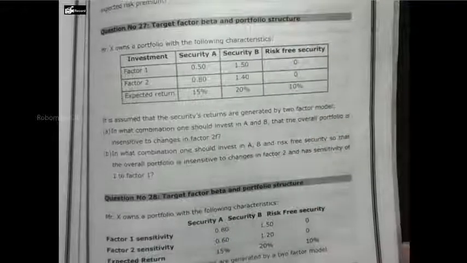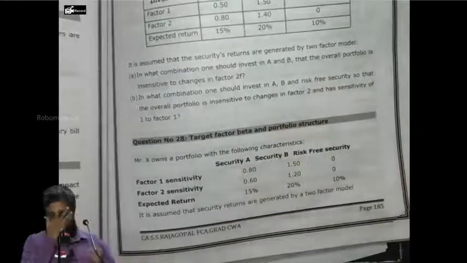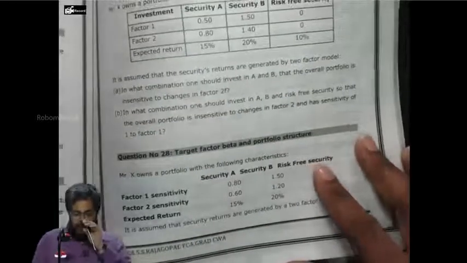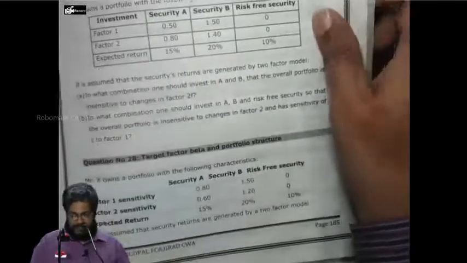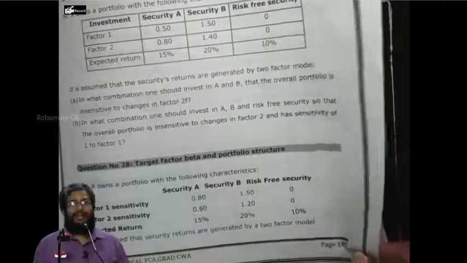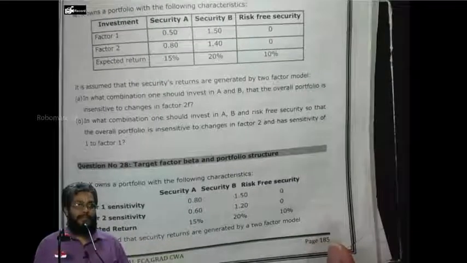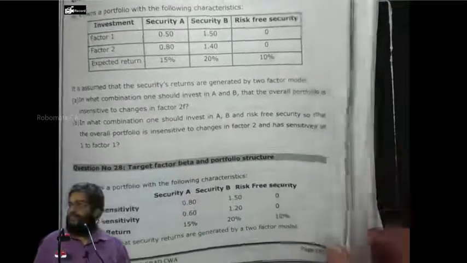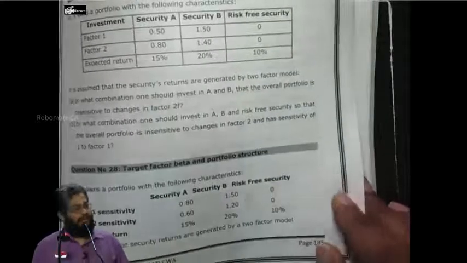Now, take question number 28. An RTP question. Take question number 28. Mr. X owns a portfolio with the following characteristics. Settle down. Can I proceed on?